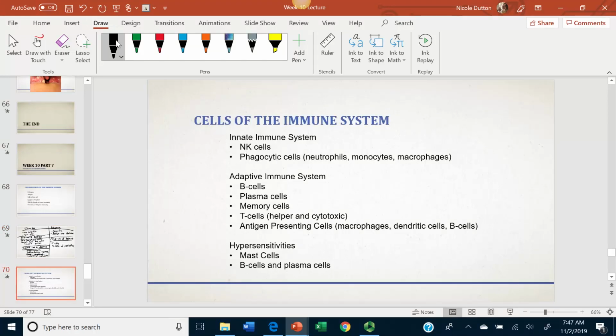So in the innate immune system, like I talked about, natural killer cells and then phagocytic cells such as neutrophils, monocytes, macrophages. And our adaptive immune system consists of B cells. Plasma cells are B cells, but they are specialized to pump out large quantities of antibody. Memory cells, this is why we get vaccinated.